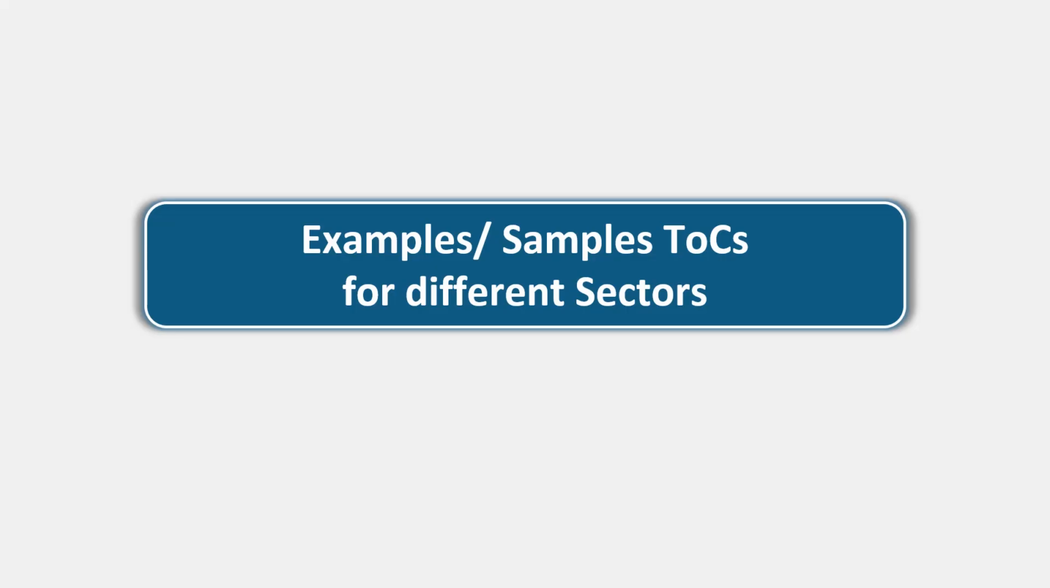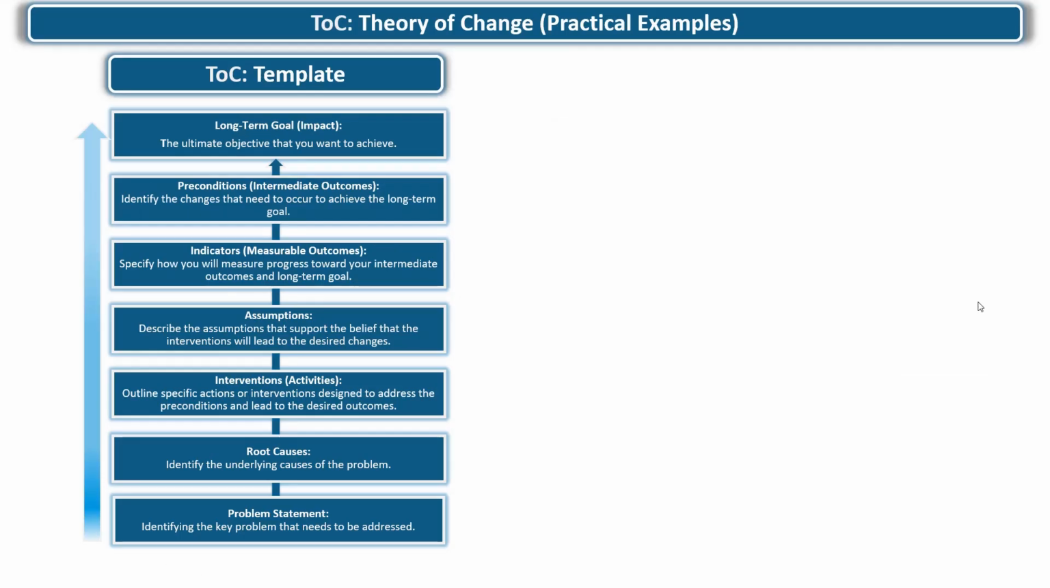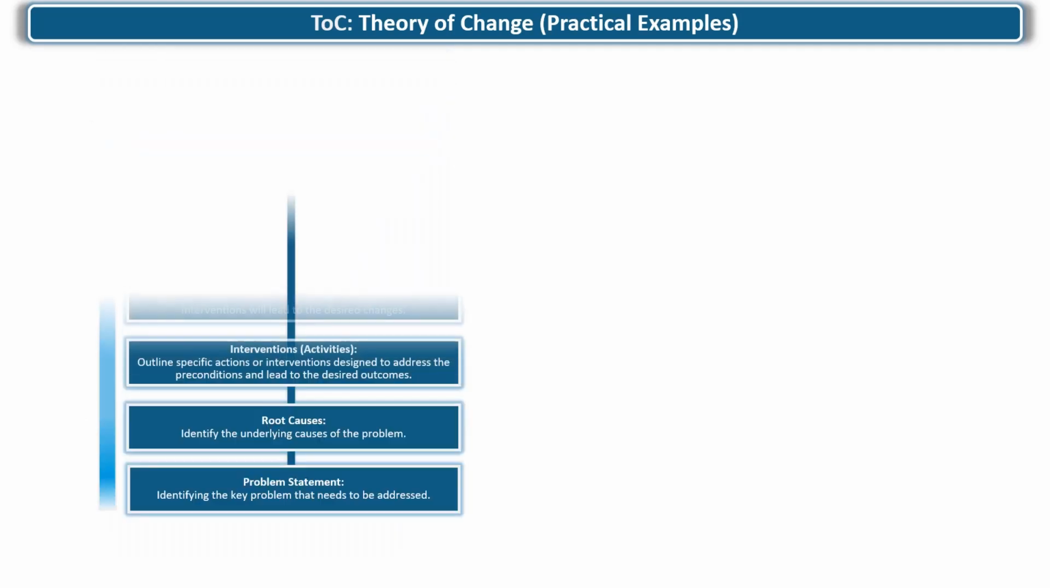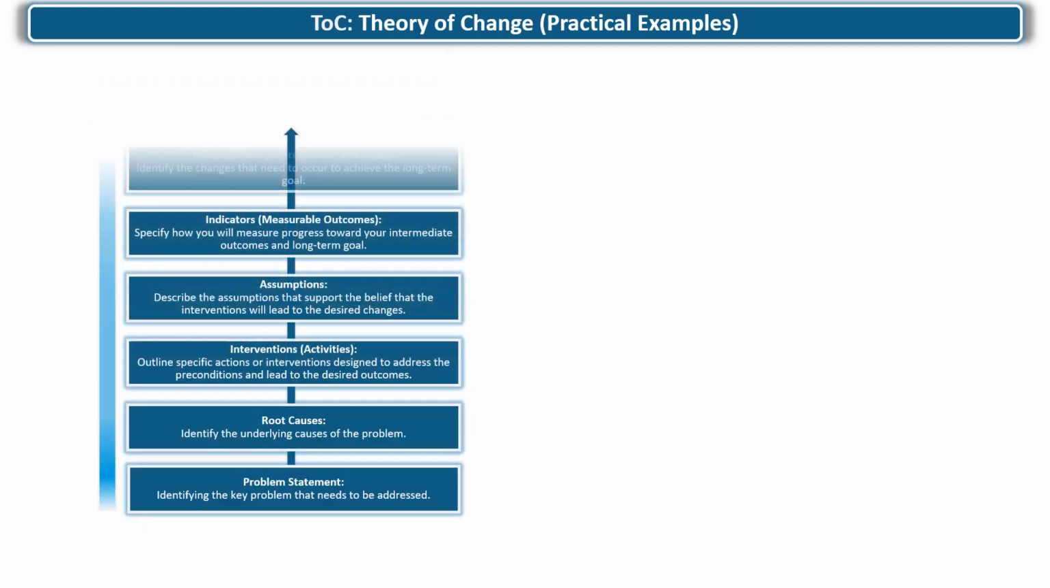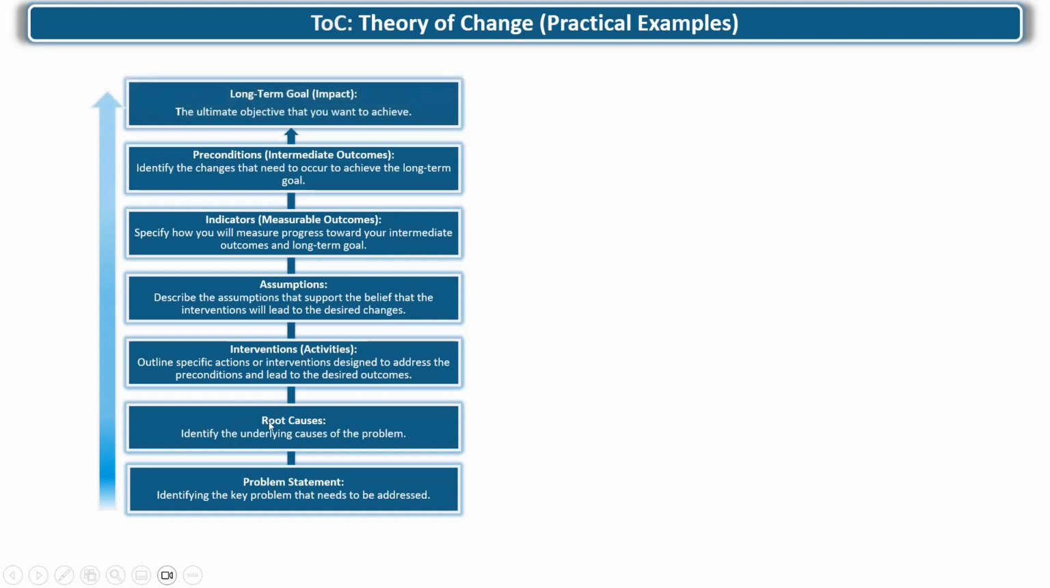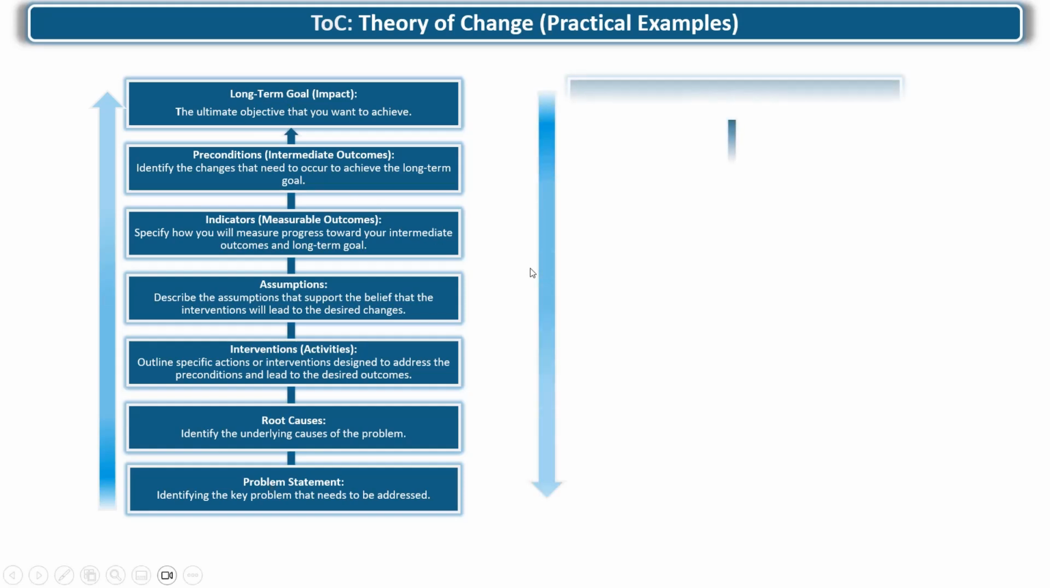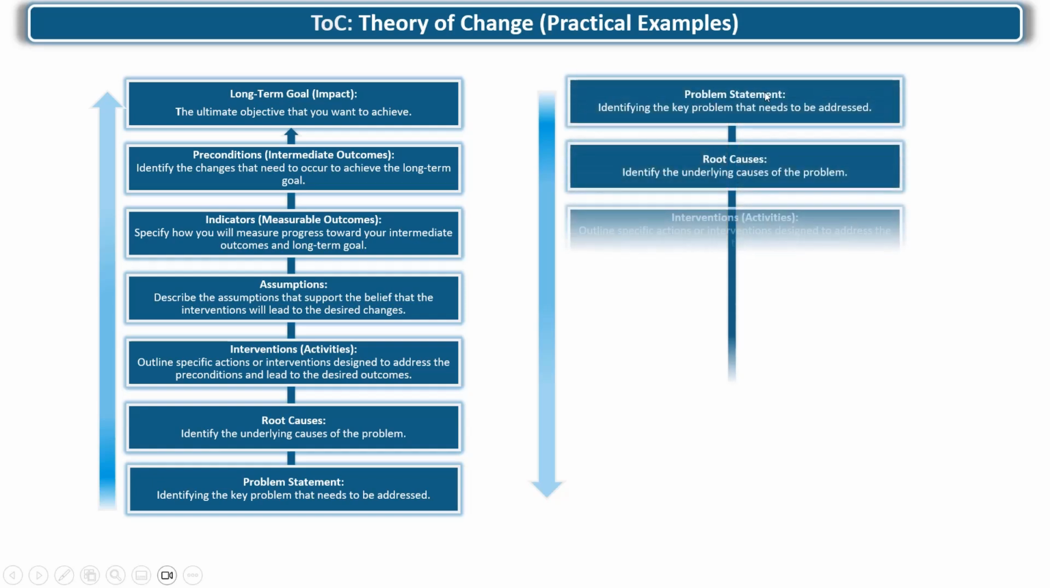Here are some examples of ToCs for different sectors. All these materials are available in the folder for which the link is given in the description of the video. You can use a template like this, which starts from problem statements and then root cause, intervention, assumptions, indicators, intermediate outcomes, and long-term impact. You can use this template, starts from the bottom with problem statement and ends at the top with goal. Or you can also use this template which starts from the problem.